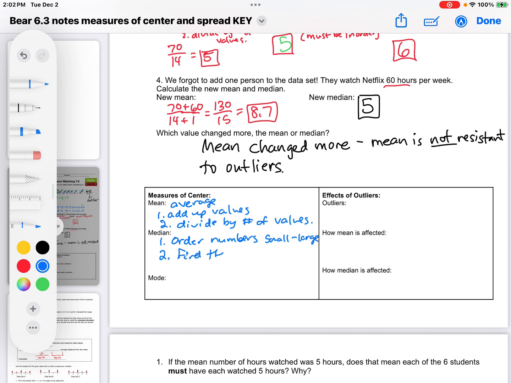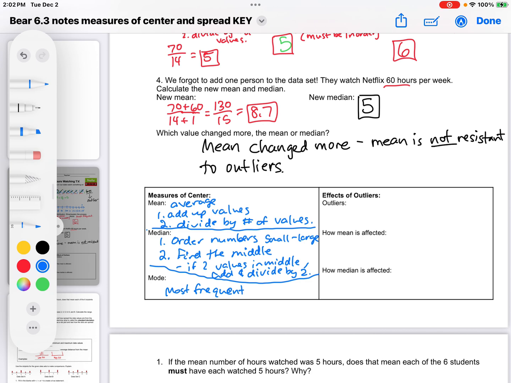Find the middle. If two values are in the middle, add and divide by 2. Okay? Remember, if this is going too fast for you, please pause the video to catch up. All right, mode is the most frequent value. So think of that as the mode is the most.